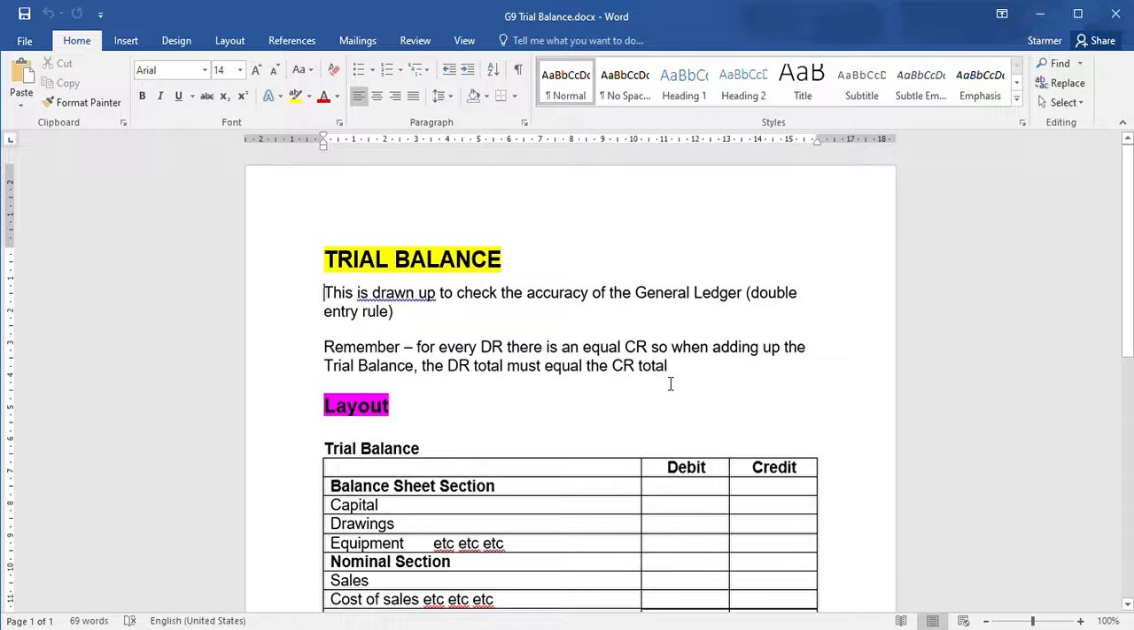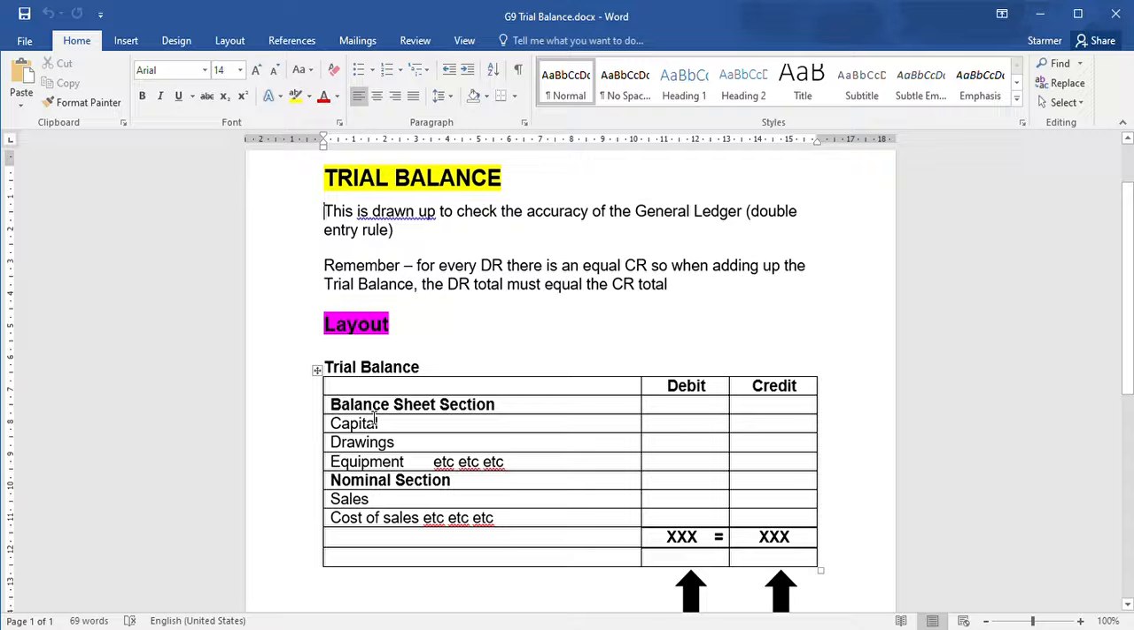Now, I'm not going to do an actual example of trial balance. I'm just going to talk about it in general terms. So, regarding the layout here, you have your balance sheet section, which is all your capital, your drawings, your equipment, trading stock, bank, debtors control, etc., etc. And then your nominal section for your income and expenses, so sales, cost of sales, stationery, and so on.